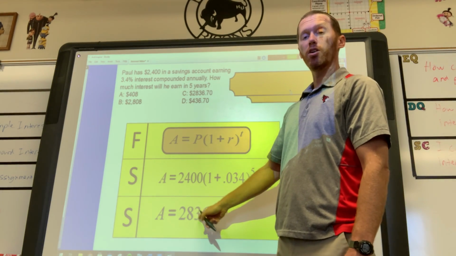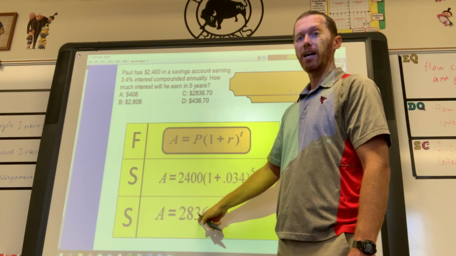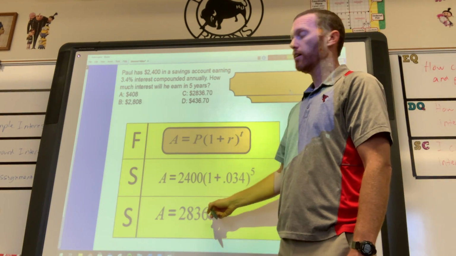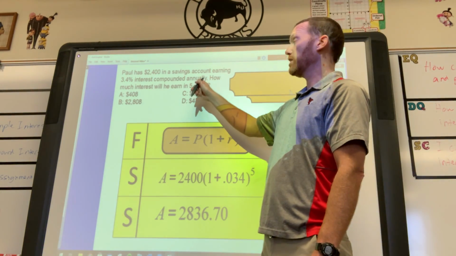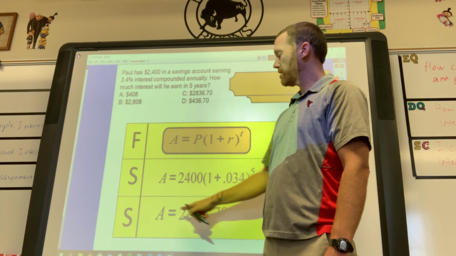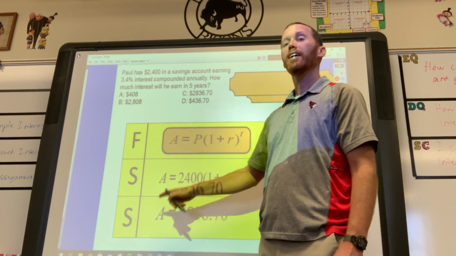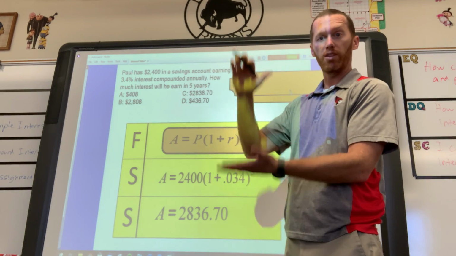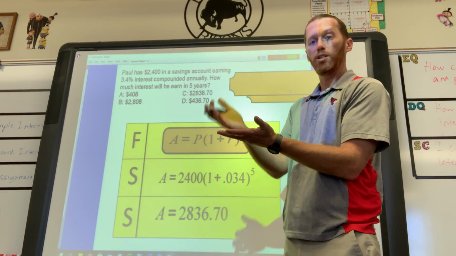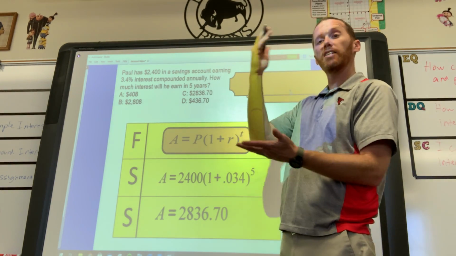And this number is good math, but bad thinking. The good math means you punched everything in right. But the question says, how much interest will he earn? This is the amount. It's not the interest. The interest is how much you gained over the time, how much was added from the beginning. You started with an amount, you added some interest, and now you have a new amount.